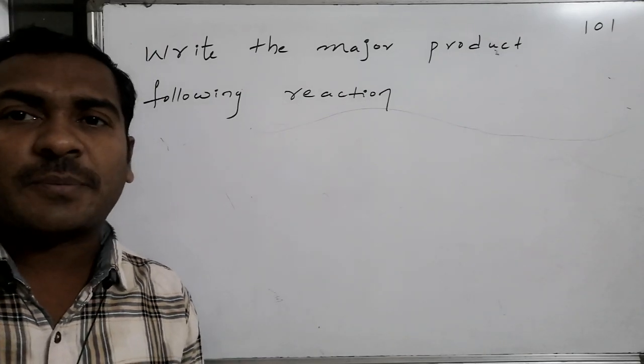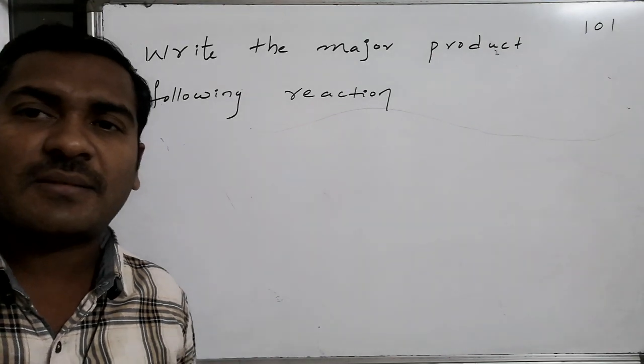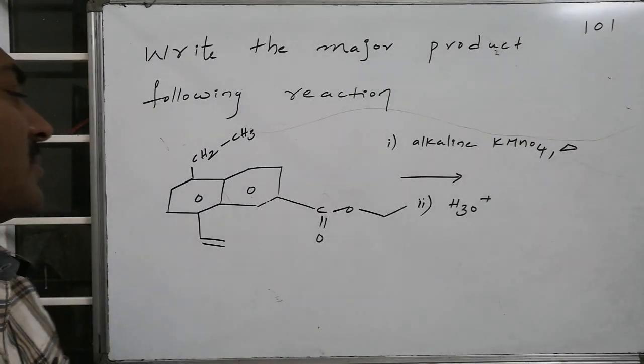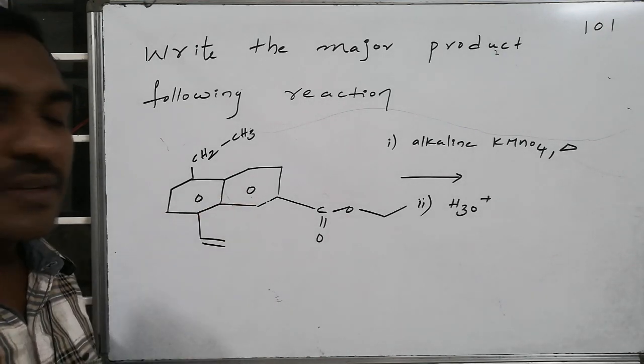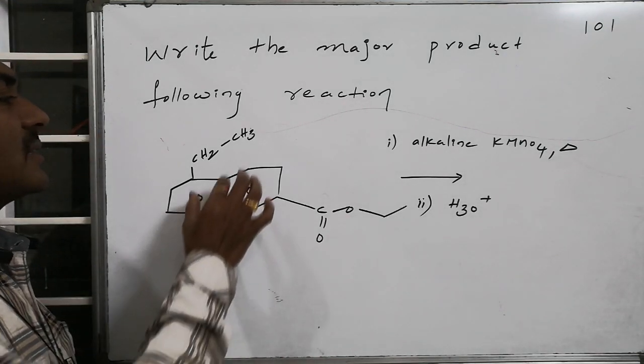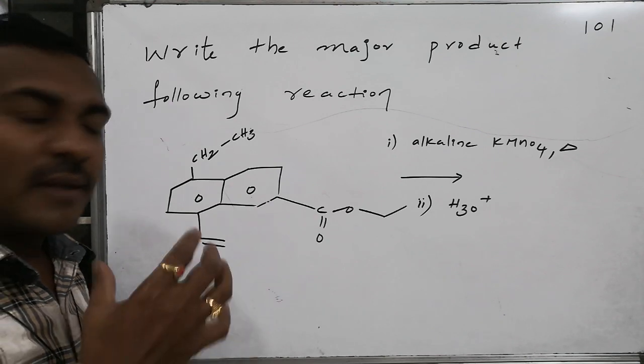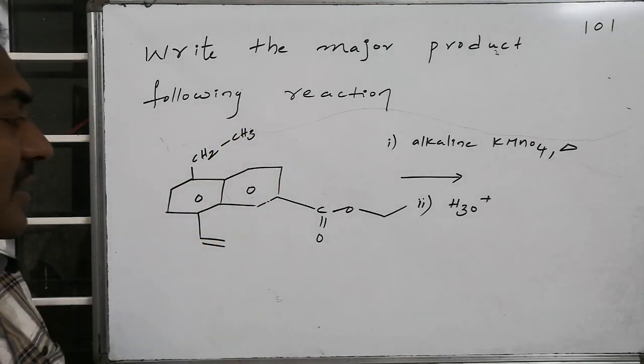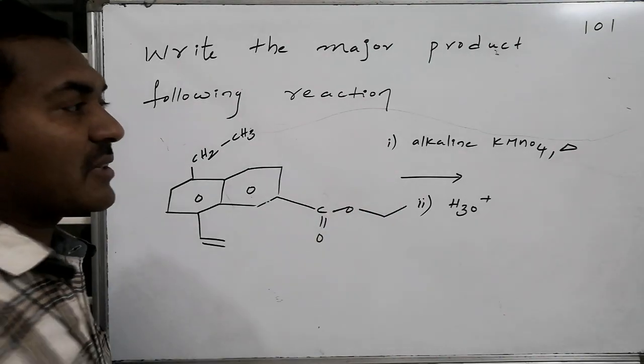Write the major product of the following reaction. The substrate is a bicyclic naphthalene type of system connected with a saturated aliphatic part, that is an ethyl group, an unsaturated aliphatic part, an ethylene group, followed by one ester group.